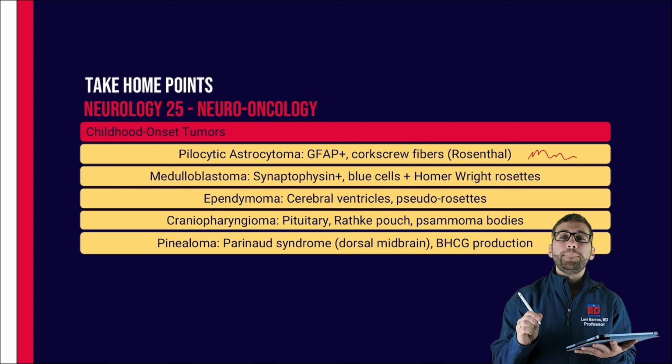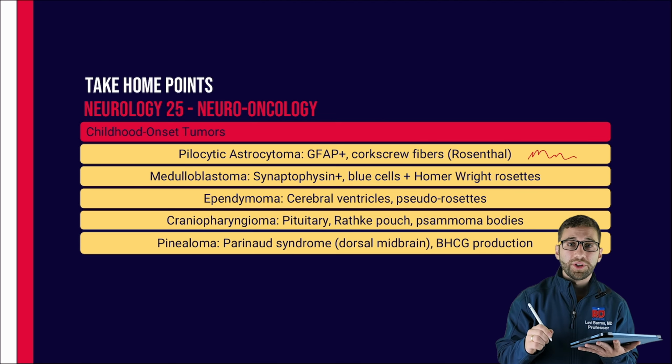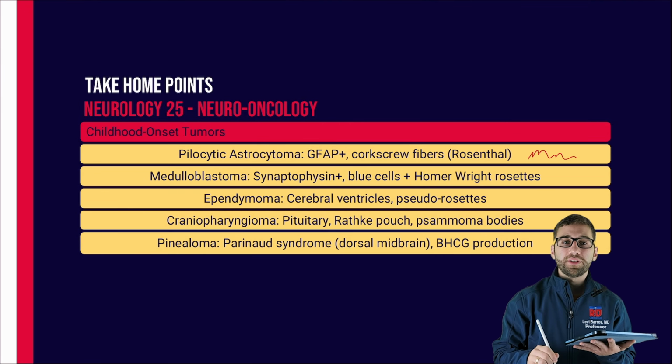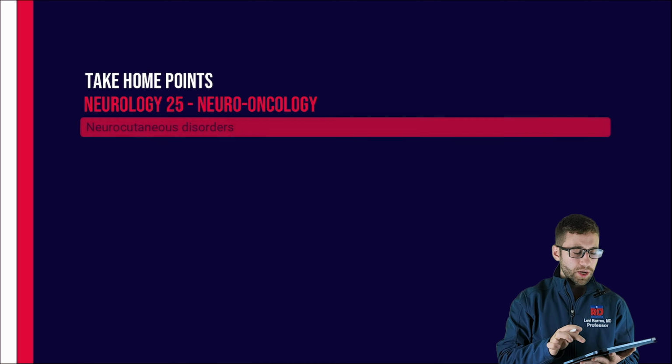And finally, pinealomas are rare tumors of the pineal gland that can cause Parinaud syndrome, characterized by vertical gaze palsy. They may also produce beta-HCG, leading to precocious puberty in males. Now, let's dive into the last topic.